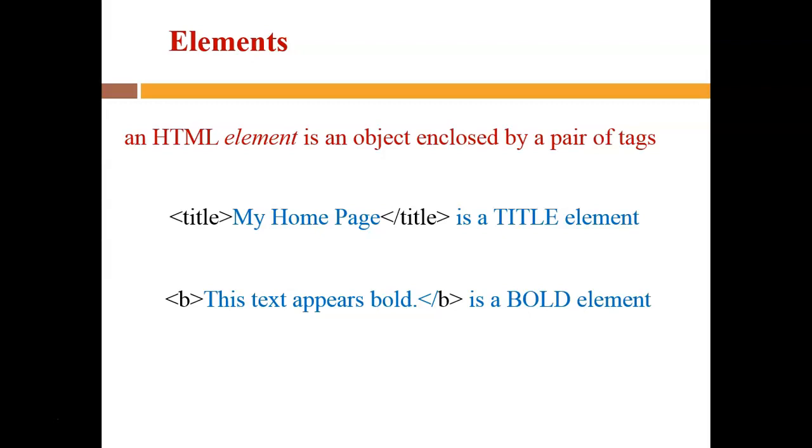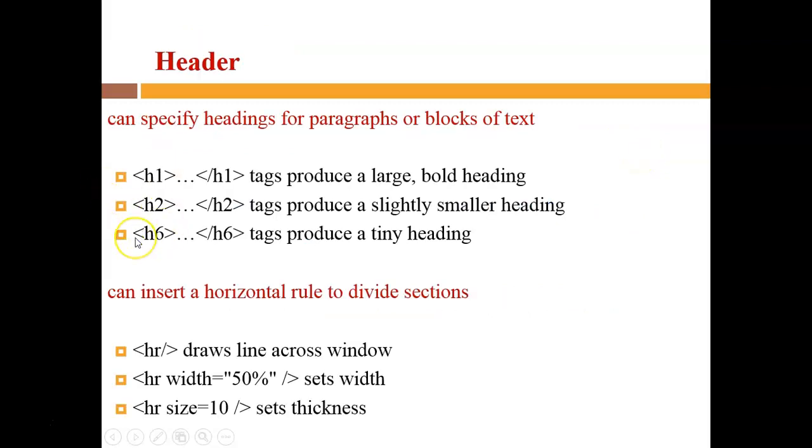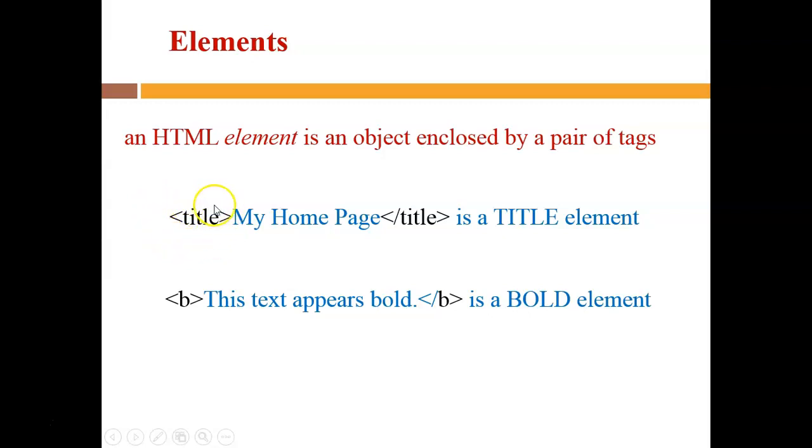Now the next is elements. Elements means what? An HTML element is an object enclosed by a pair of tags. Okay, so suppose this is a title tag, an opening title tag and a closing title tag. So here we'll write my home page. So this message is nothing but an element. We use this message in between the title tag, so this is called a title element.